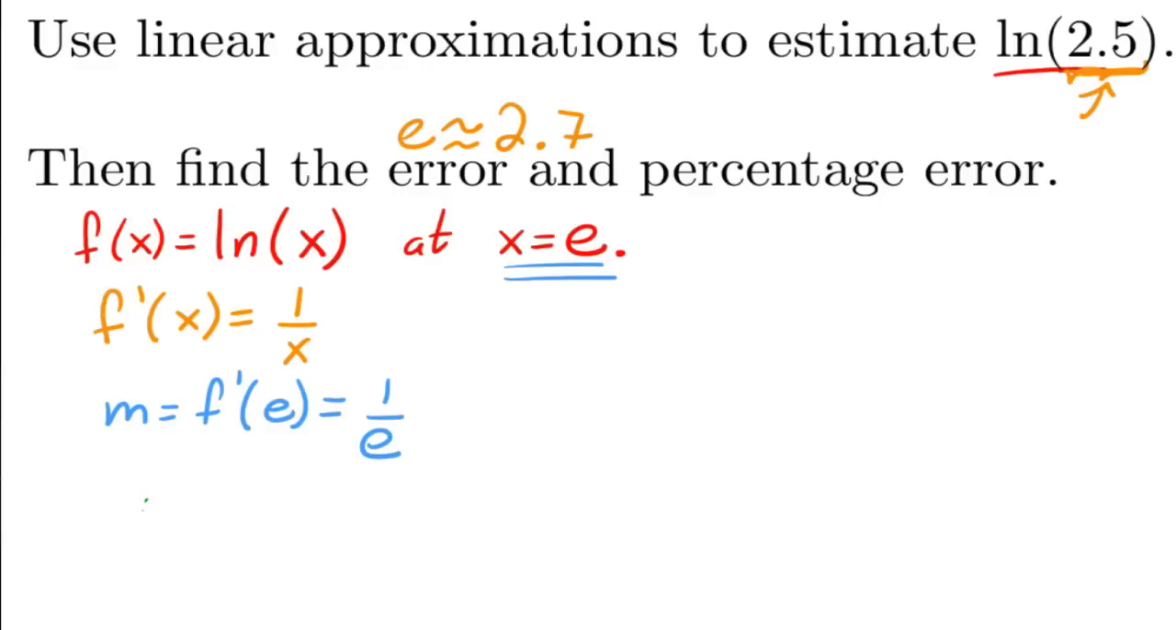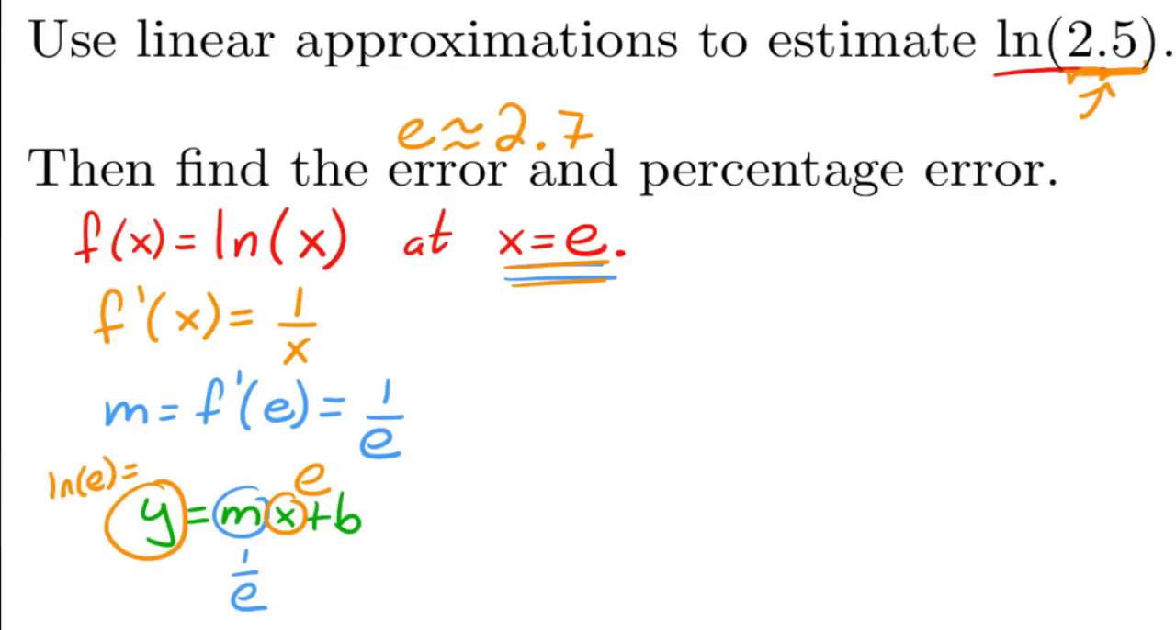Okay, so then we find the tangent line. So I have y equals mx plus b. I plug in my slope, which is 1 over e. I plug in the x value, which is e. That's the value that I'm using. And then remember the y value, all you have to do is plug in the x value into your function. So you get natural log of e, which is simply 1.